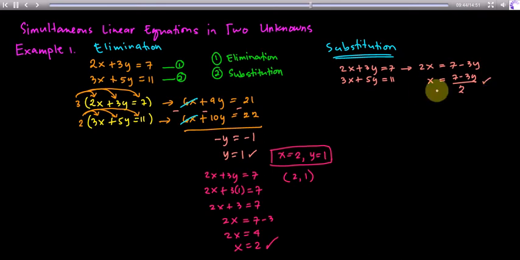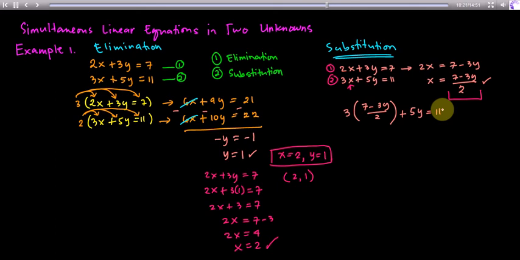Now, this is our first equation, second equation. So I will insert this value of x to the x in the second equation. Instead of having 3x, I will make it into 3 times, we know the x from the first equation, which is (7 minus 3y) over 2. Then this is plus 5y equals 11.